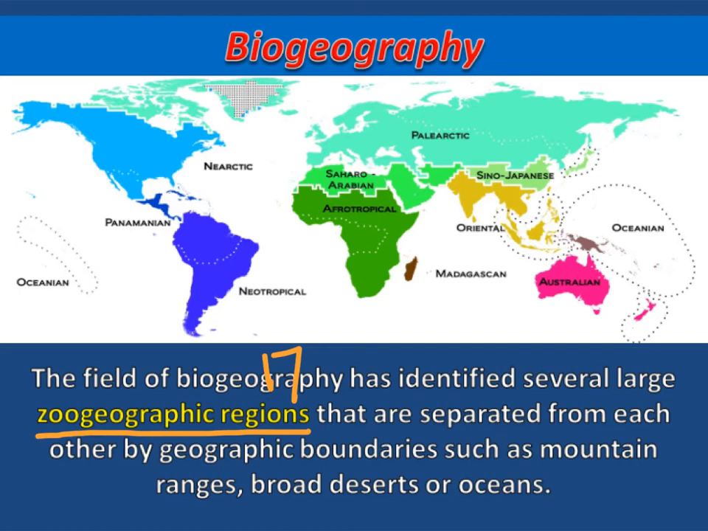Number 18. What are some geographic boundaries that can separate these regions? The answer: mountains and broad deserts or oceans. That is number 18. Number 18, mountain ranges, broad deserts or oceans.